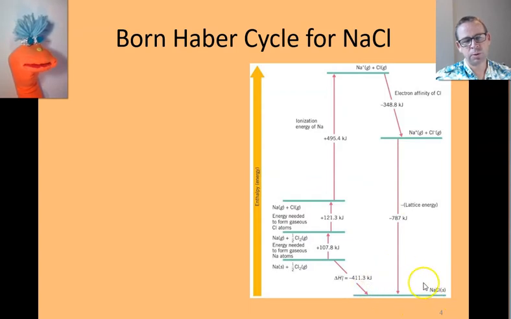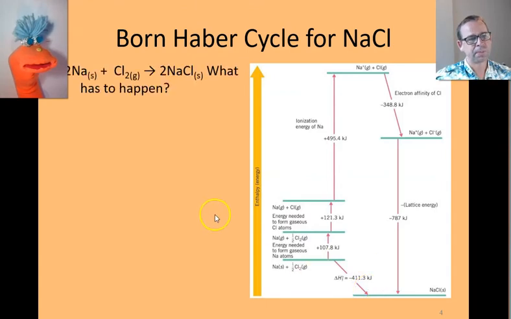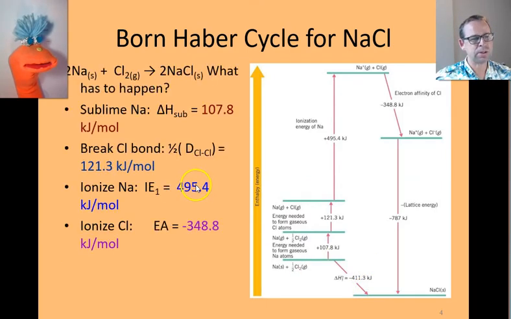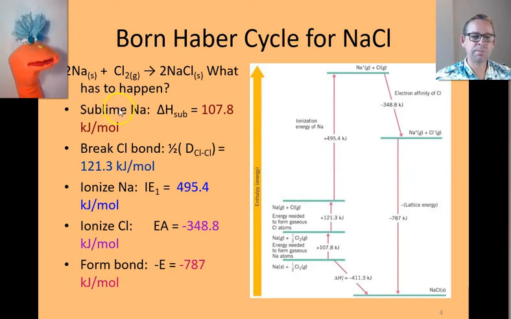And now we end up with sodium chloride, which in the end is lower in energy than our initial reactants. And the difference between where we started and where we actually ended is our heat of reaction. That's how much energy, heat energy, the reaction released altogether. Okay, so these are those steps. We have sublimation of sodium, again, going from sodium metal to sodium gas, breaking the chlorine bond to make chlorine atoms, ionizing the sodium, ionizing the chlorine, and then forming that bond.